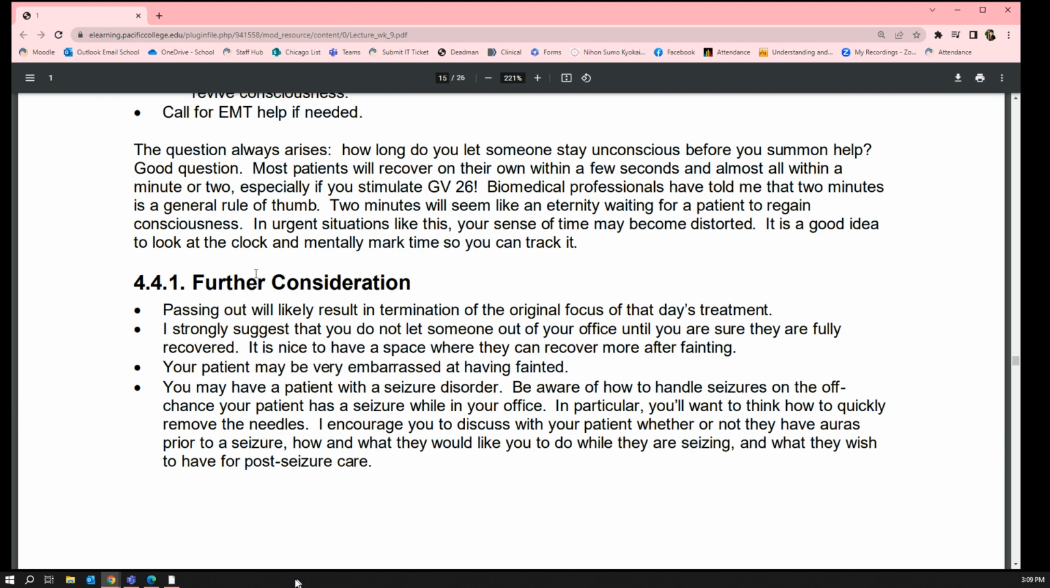If somebody has a seizure disorder, they will probably know what they want you to do if they have a seizure. So ask them what the protocol is. Discuss it with them. Ask them if they have post-seizure auras, things that you can both pay attention to, to prevent them from getting a seizure in an inopportune space. So if you know that they're coming on to a seizure, you're going to take the needles out, just like any sort of alteration in consciousness.